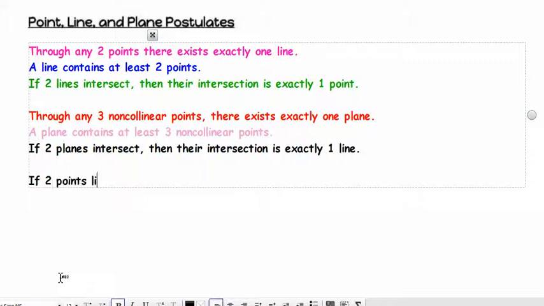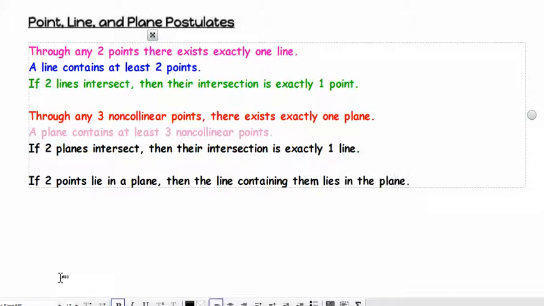If 2 points lie in a plane, then the line containing them lies in the plane. Well, what the heck does that mean?